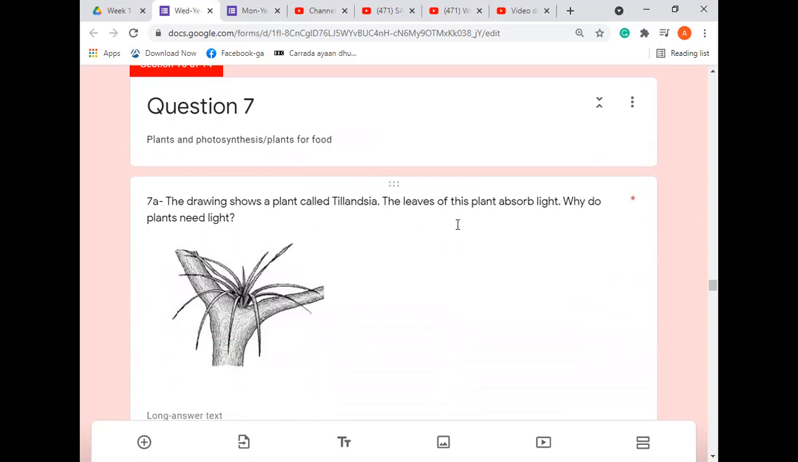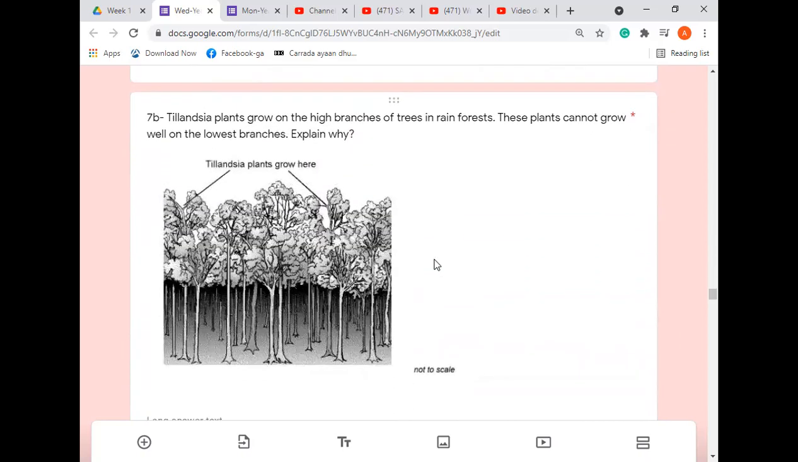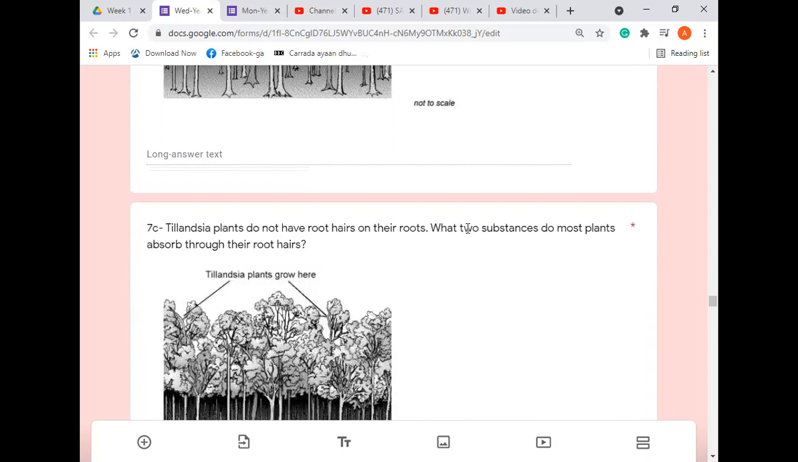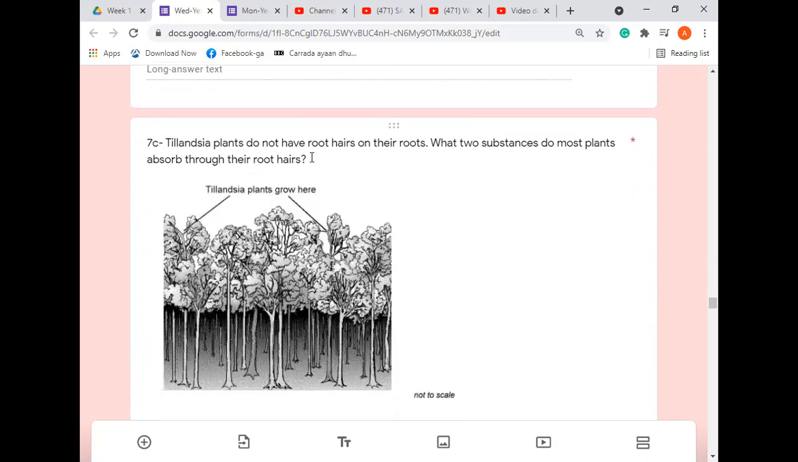Question 8. The drawing shows a plant called Tallantia. The leaves of this plant absorb light. Why do plants need light? So you're answering why do the plants need light? Tallantia plants grow on the high branches of trees in the rainforests. These plants cannot grow well on the lowest branches. Explain why.